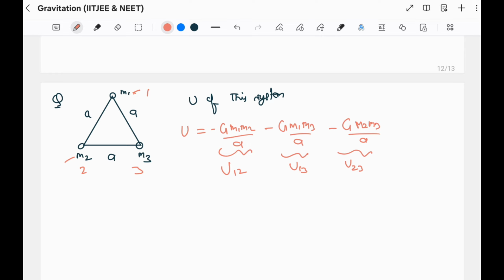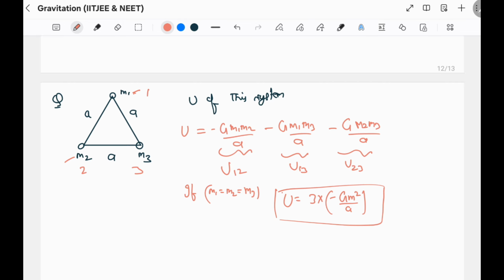Here m1, m2 and m3 are different. If m1 equal to m2 equal to m3, you could have written the total potential energy as 3 times minus G m square by a. So that you could have written.